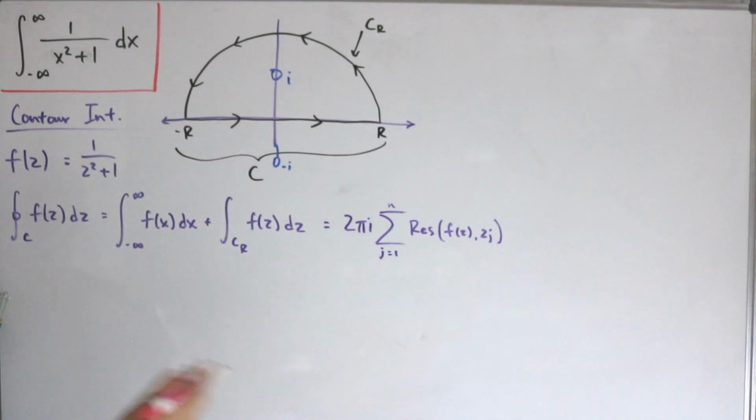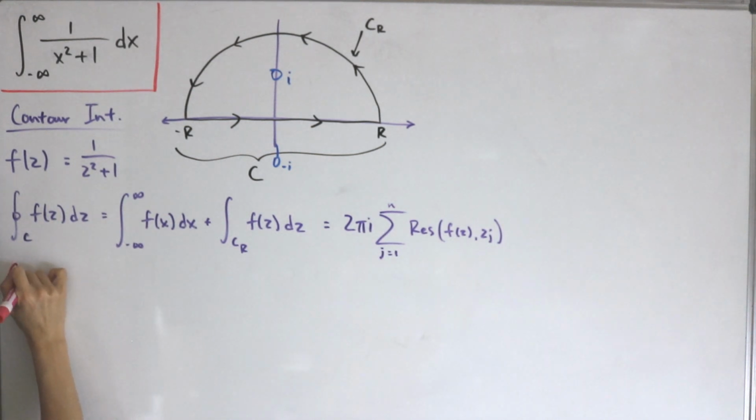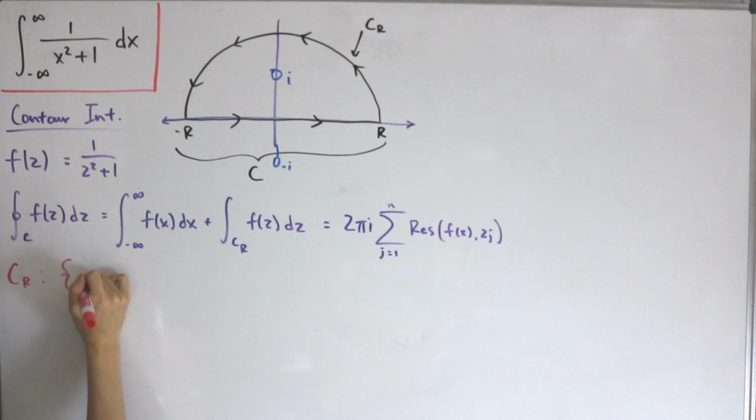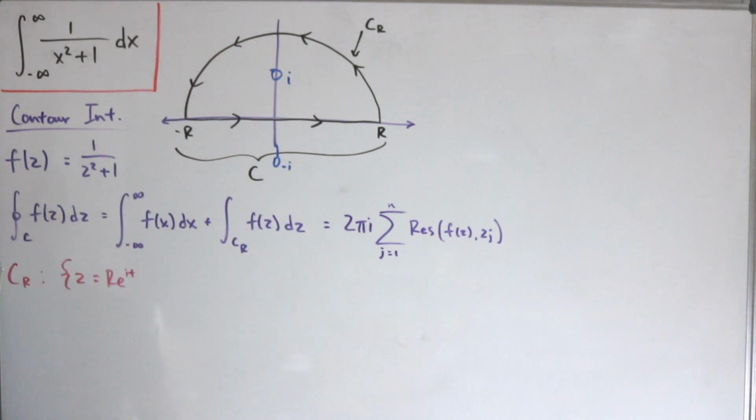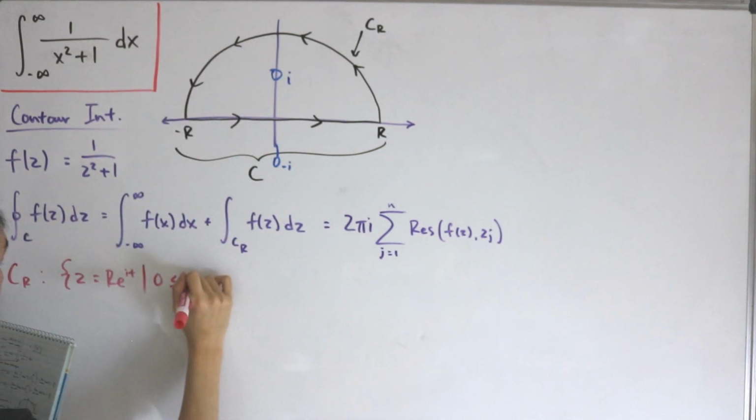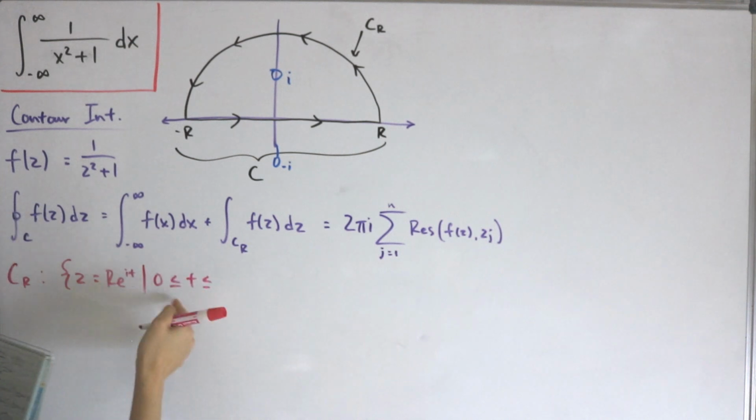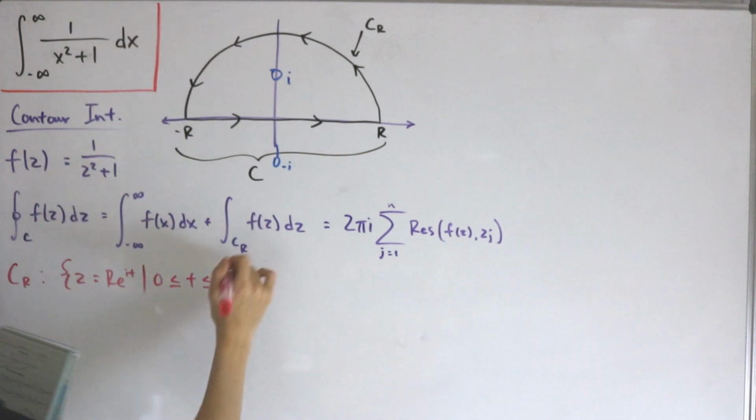So starting one step at a time, of course. I'm going to define the parameterization of C sub R. I'm going to let this be the set z equals capital R e to the i t, using Euler's formula around the unit circle to that extent, with t, 0 less than or equal to t, and t less than or equal to pi, since we're only dealing with the half circle over here.